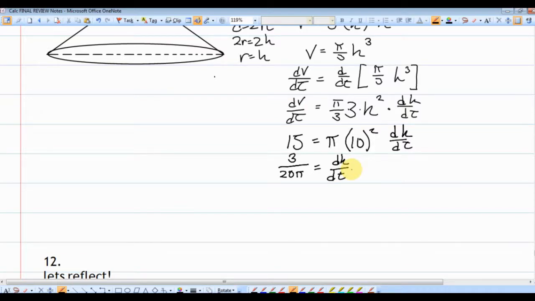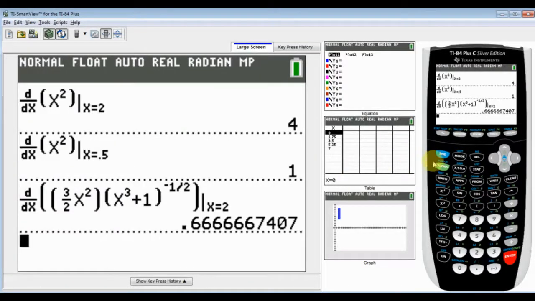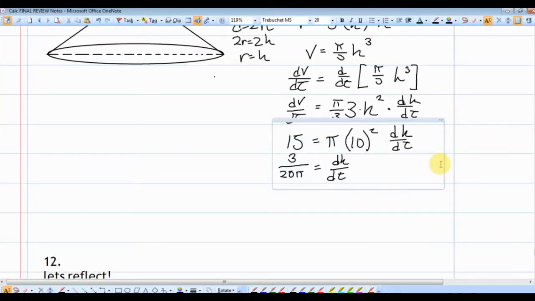On the test, are the answers going to be in terms of pi? Maybe. Just either way. Did I actually get that right? 3 over 20 pi, yeah. I took a risk there doing it in my head.